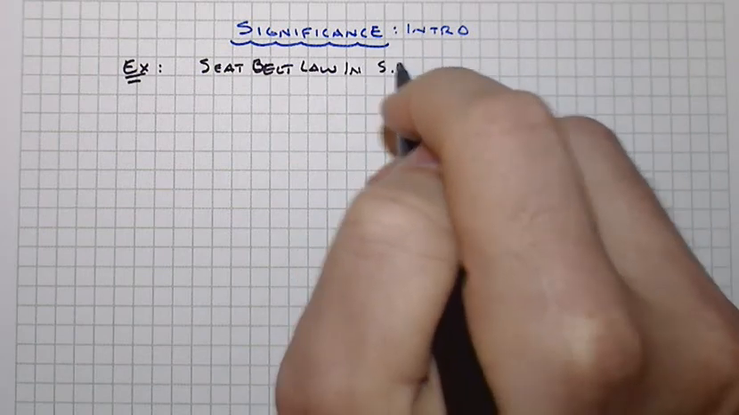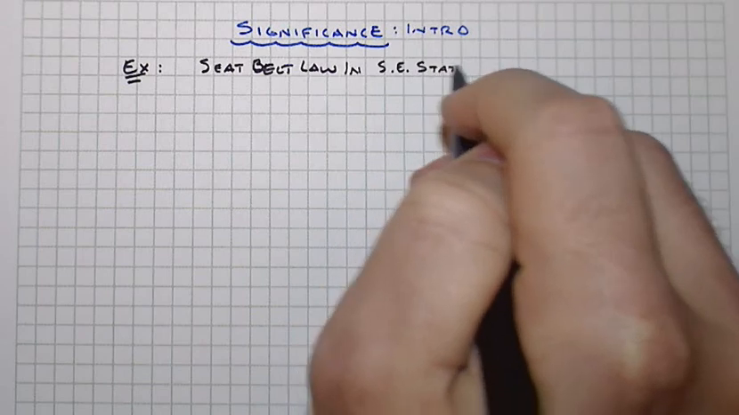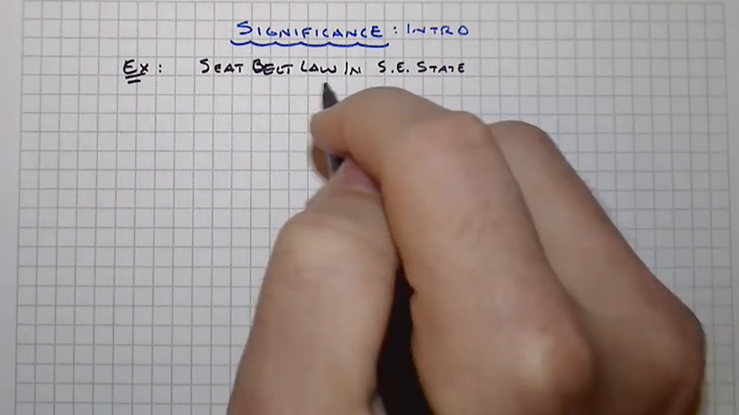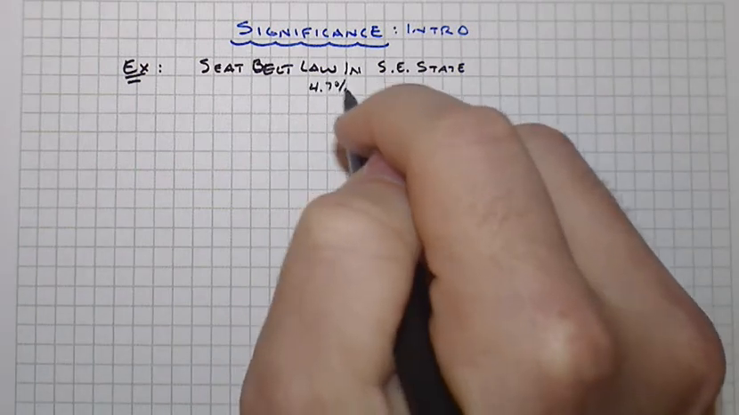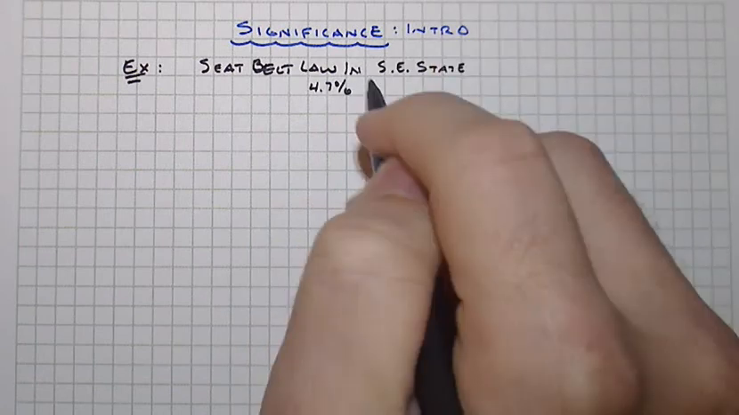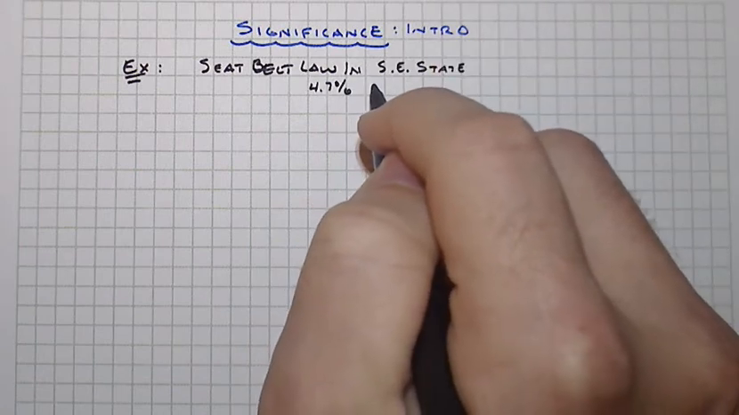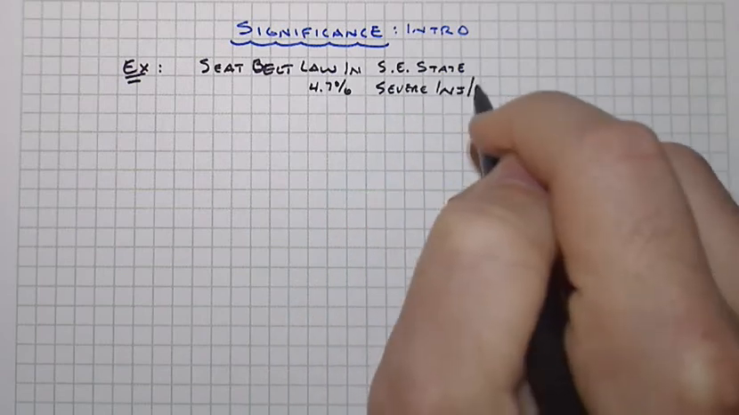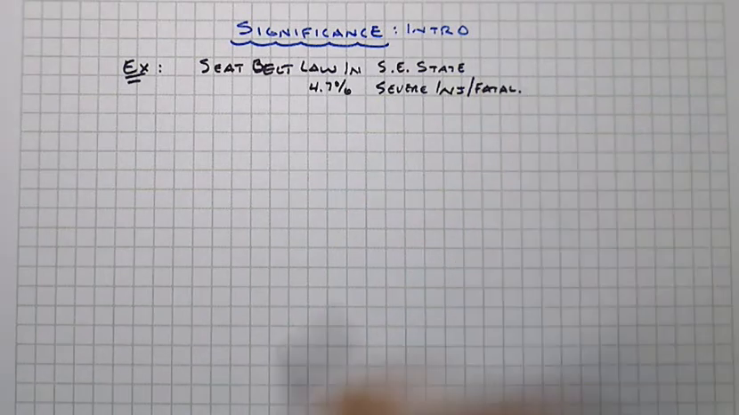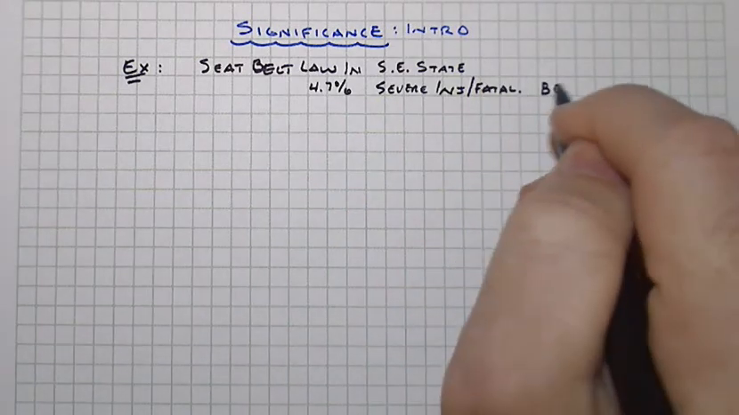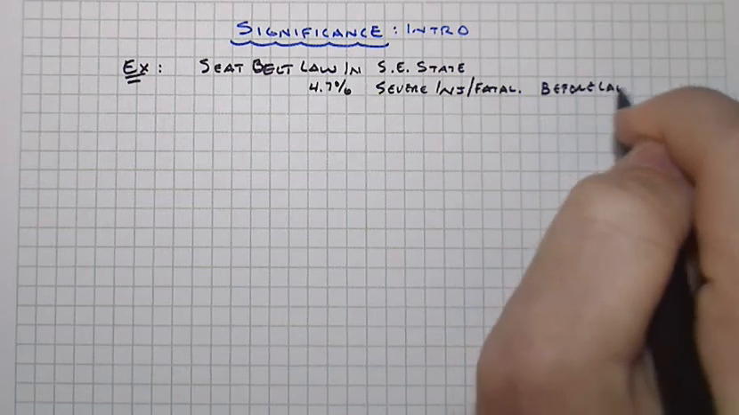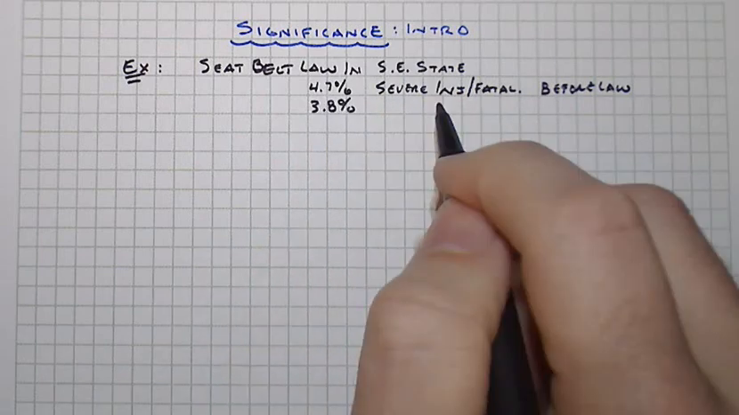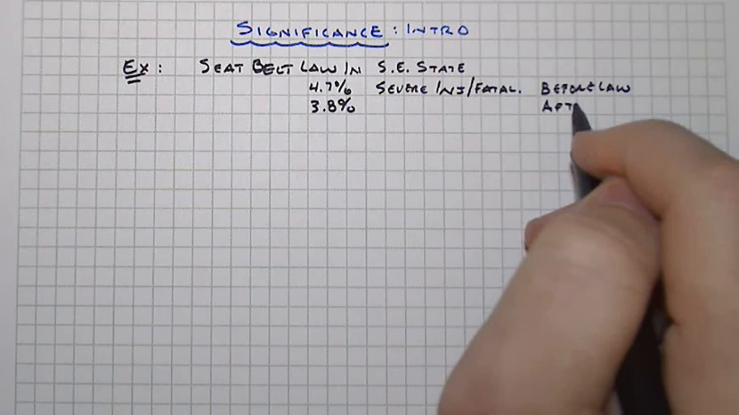In one particular southeastern state, which shall remain nameless, there turned out to be about a 4.7% rate associated with severe injuries or fatalities before the law was enacted, and after the law was enacted there was about a 3.8% rate.